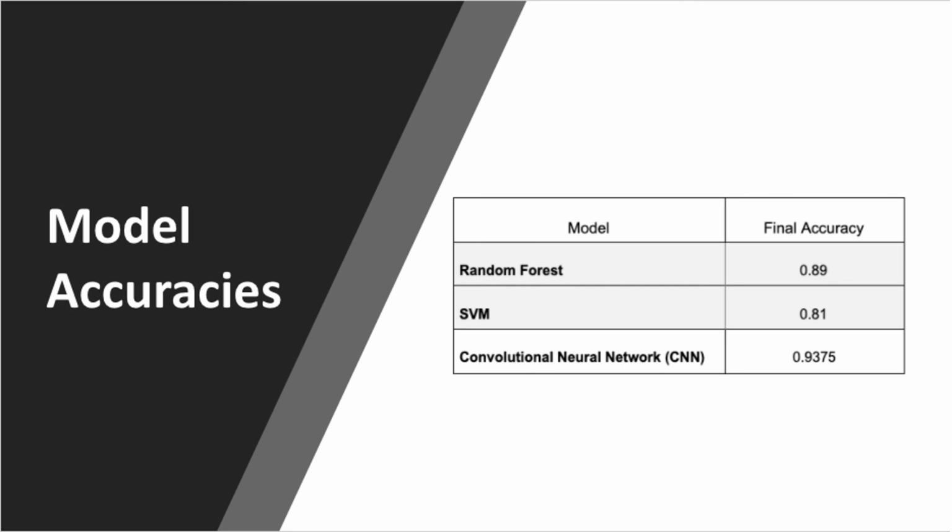As you can see, the convolutional neural network worked the best with a final accuracy of 0.9375, followed by the random forest, and lastly the support vector machine. This makes sense in relation to our project because CNN typically does work best for image recognition due to its hierarchical model that builds an extensive network.